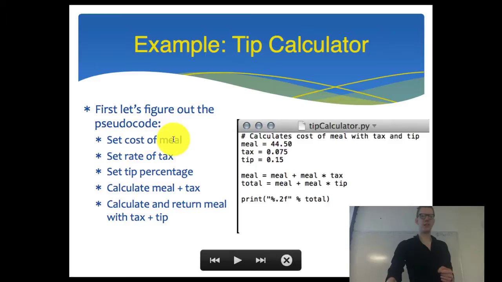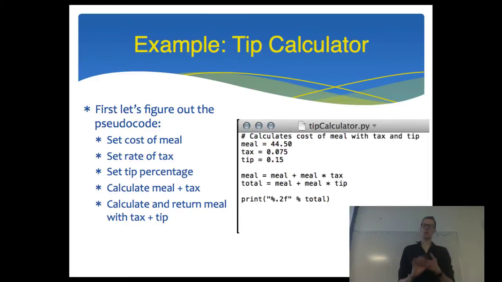So I'm going to first need to set how much the meal cost, maybe set the tax rate and what tip percentage I want to tip. And then I'm going to calculate how much the meal is with the tax, and then I'm going to calculate how much the meal with the tax is if I add on the tip percentage, and then I'm going to return that. So that's my algorithm for calculating this tip. I then convert that into Python code on the right-hand side.